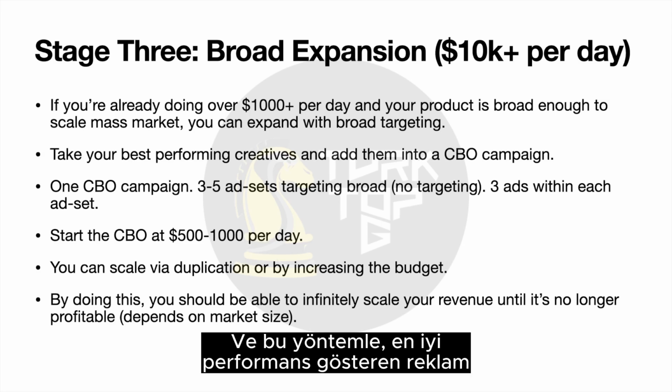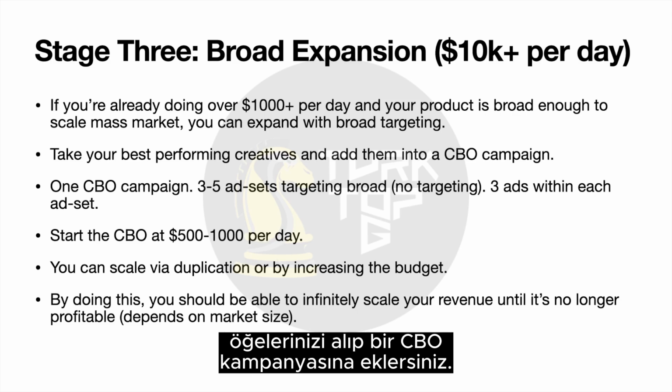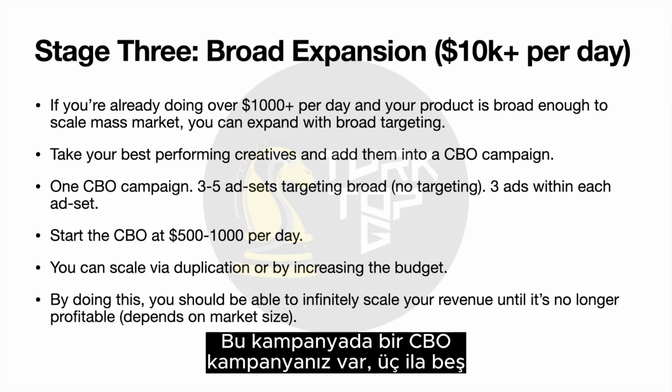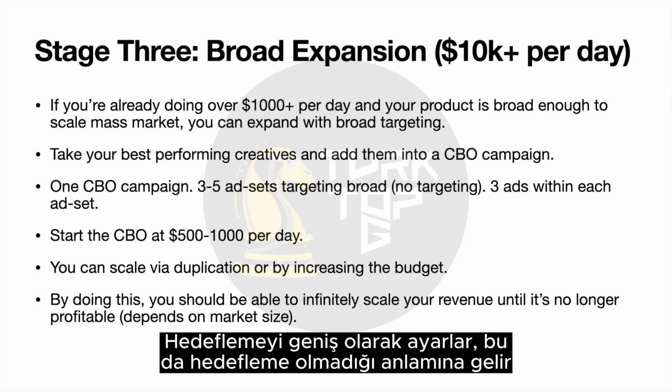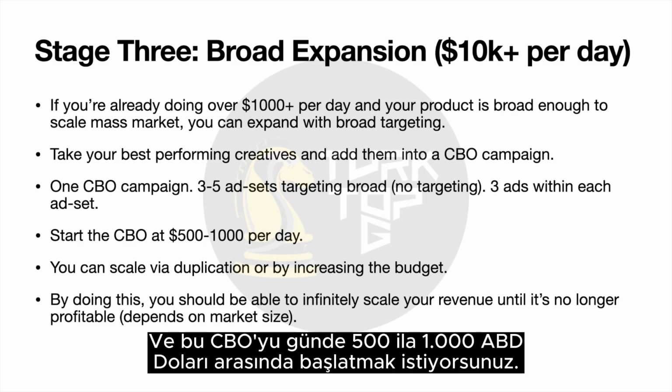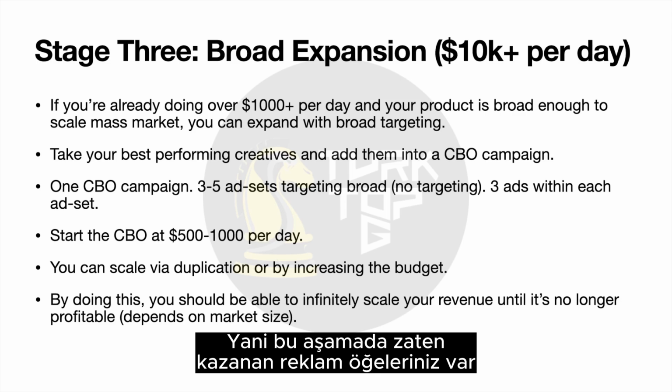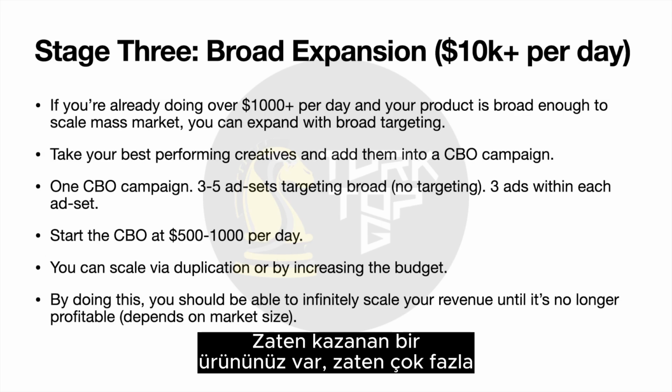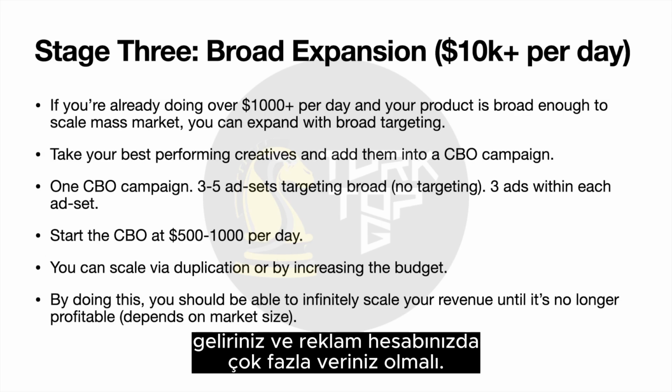And with this method, you take your best performing creatives and add them into a CBO campaign. In this campaign, you have one CBO campaign, you have 3 to 5 ad sets targeting broad, which means no targeting. And inside each ad set, you will have 3 ads. And you want to start this CBO at between $500 to $1,000 per day. So at this stage, you already have winning creatives, you already have a winning product, you should already have a lot of revenue and a lot of data in the ad account.